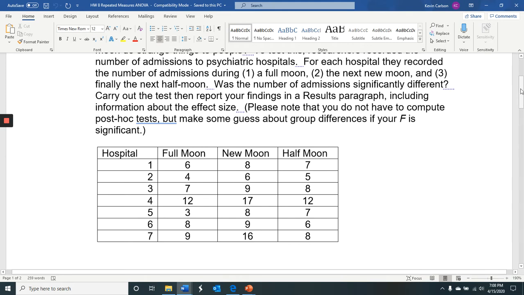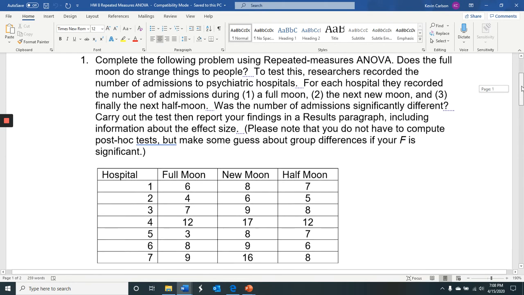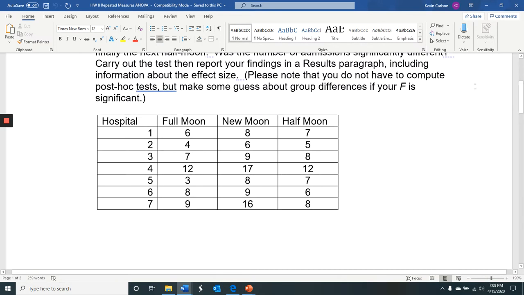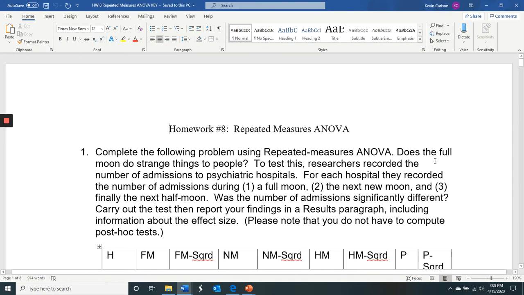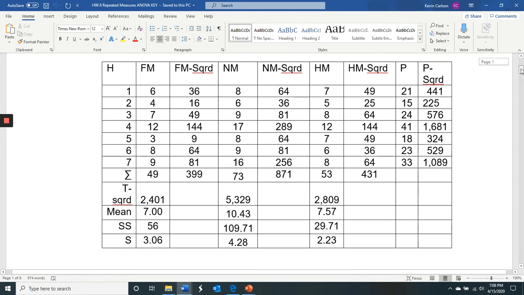And so the first problem is this. We're looking at full moon, new moon, and half moon. So measured hospital admissions, which is the DV, for these 7 hospitals. And just like with any ANOVA problem, the first good step is to make the worksheet.